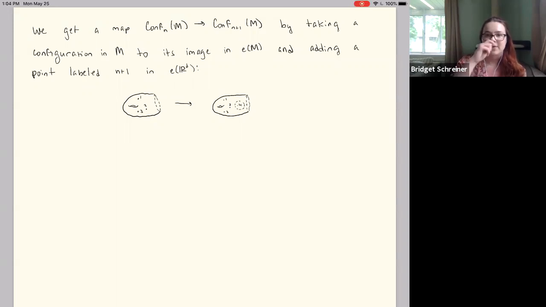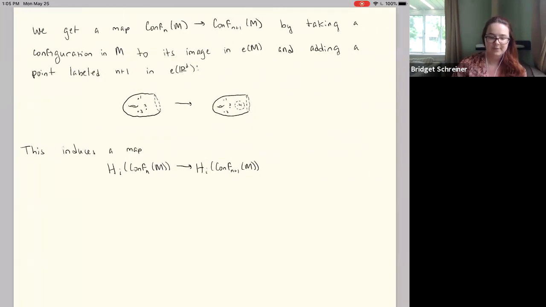So basically what that embedding is doing is distinguishing a place where we can add a point that's separate from the points we already have in the configuration. If we didn't have that, then there wouldn't be a well-defined way to add a new point and get a configuration of n+1 points. This induces a map on homology. Note that the original map isn't necessarily well-defined except up to homotopy, but we do get a well-defined map on homology.